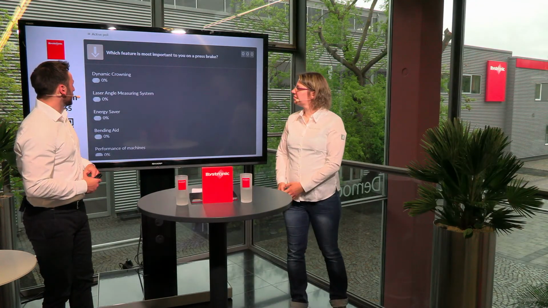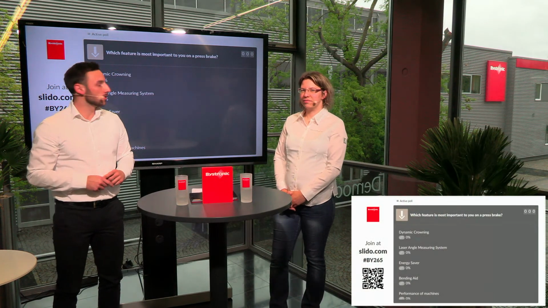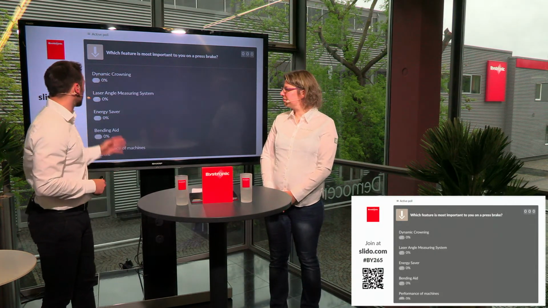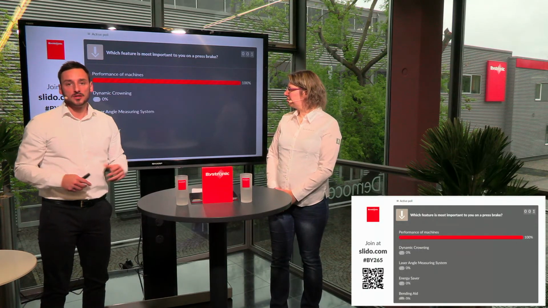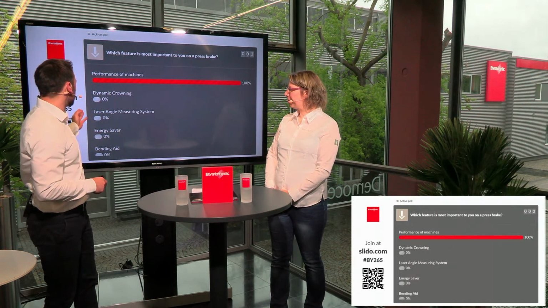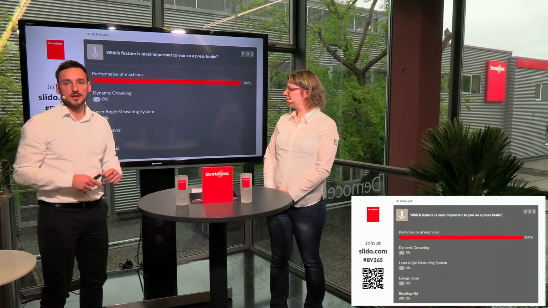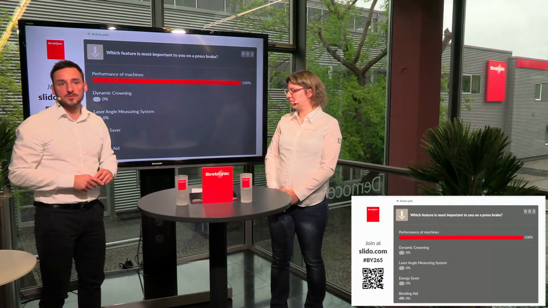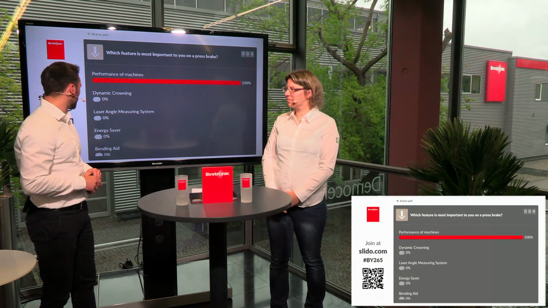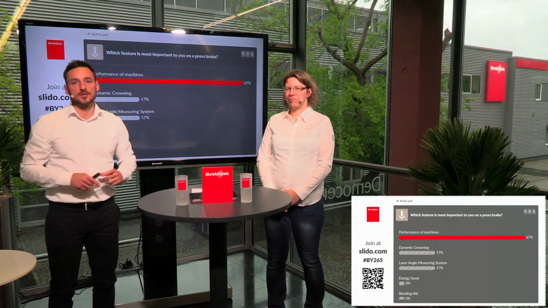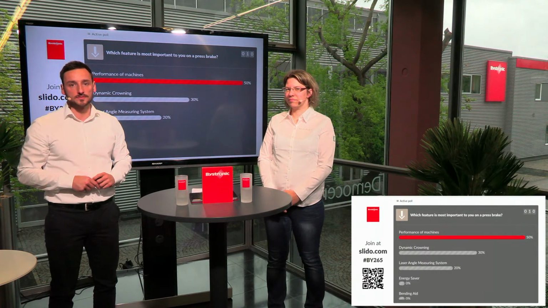So the next question is, which feature is most important to you on the press brake? Is it the dynamic crowning system which was explained? Is it maybe the laser angle measuring system to guarantee the correct angle during the bending process? Or maybe is it the performance of the machine? We also have options like an energy saver to have a really environmentally friendly product, or is it the bending aid which was also shown by Stefan during the presentation?